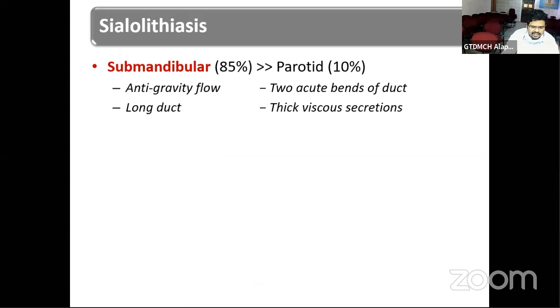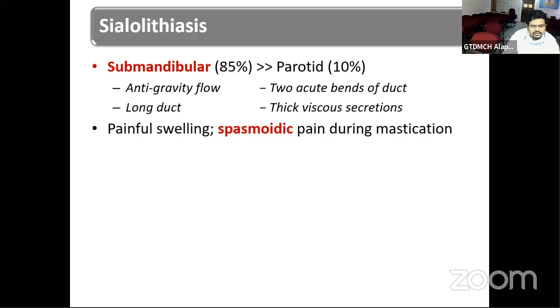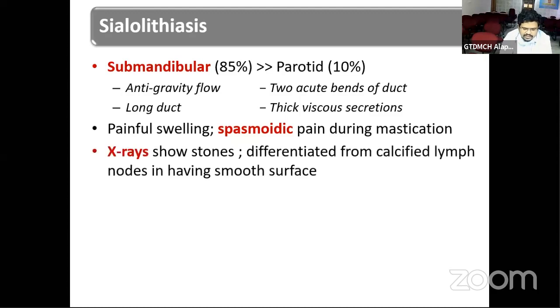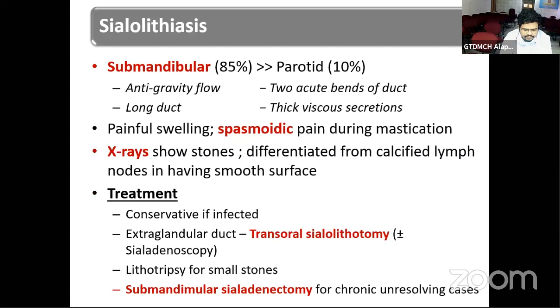Why is the submandibular gland more prone to sialolithiasis? These are the two causes. Anti-gravity flow, as it is going upwards. There is a long duct, and more mucous secretions. These are the causes. Sialolithiasis usually presents with spasmodic pain just before food intake. When the salivary secretions develop, there will be a block and a spasmodic pain. Okay, X-ray will show stones.